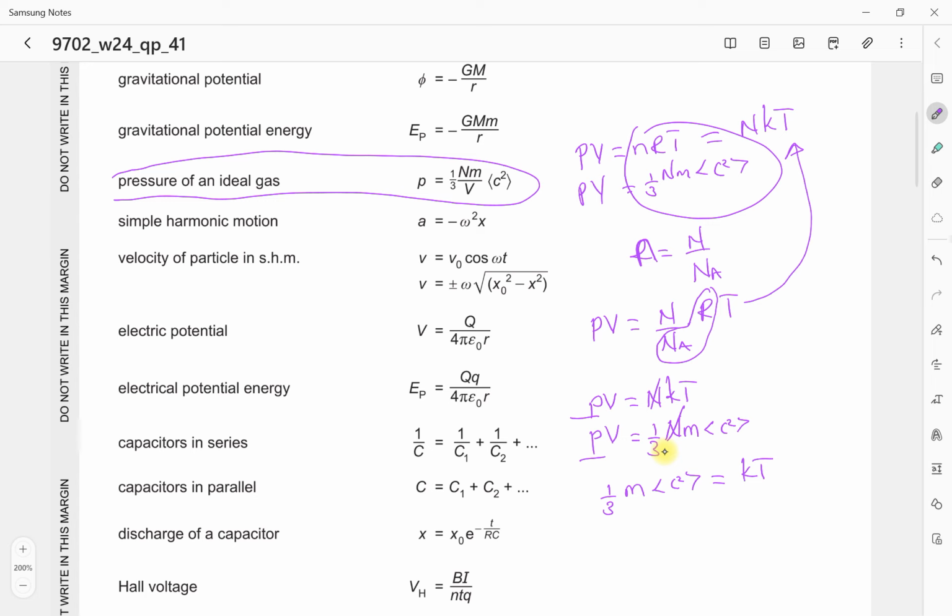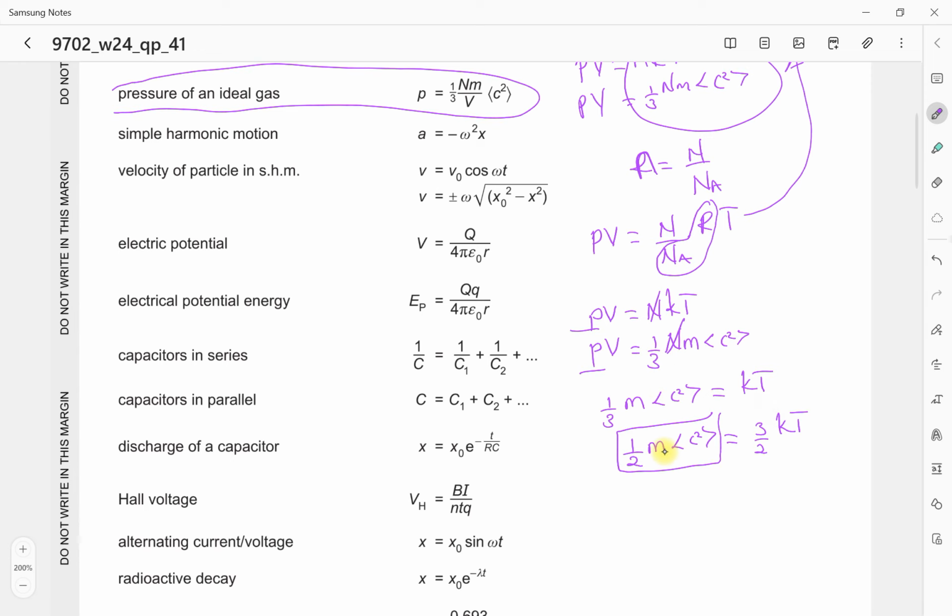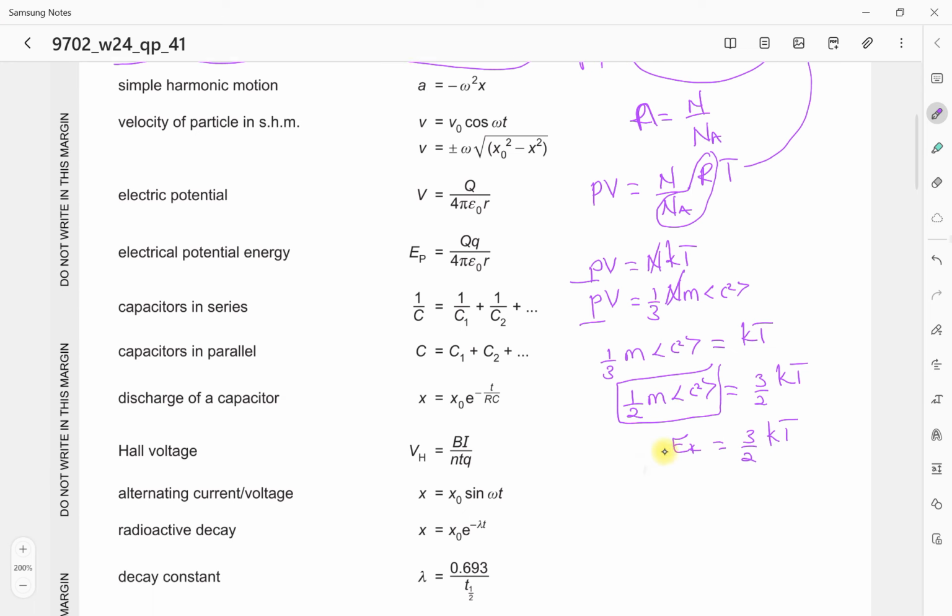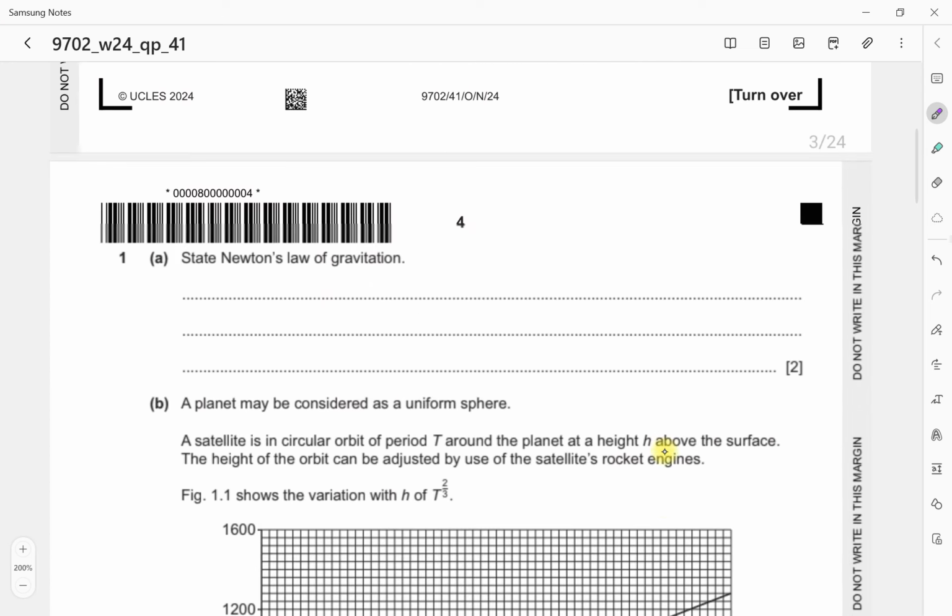So you may need to have this knowledge. For example, you multiply both sides by 3 and multiply both sides by a half. You'll have a half m mean square speed equals 3 over 2 times kT. And of course, this is the kinetic energy of a molecule. So the kinetic energy of a molecule is 3 over 2 times kT. I just wanted to show you how to use that formula for different purposes in this paper. The rest of the equations will be used directly, I think.